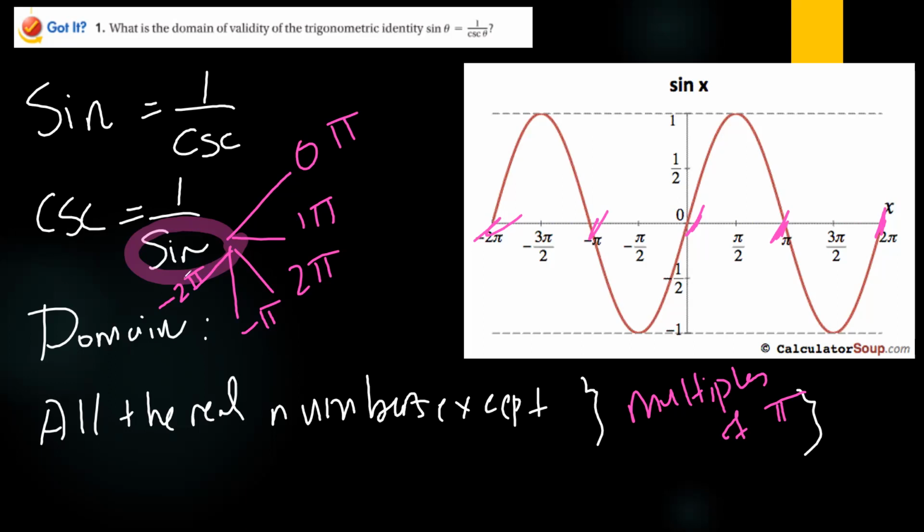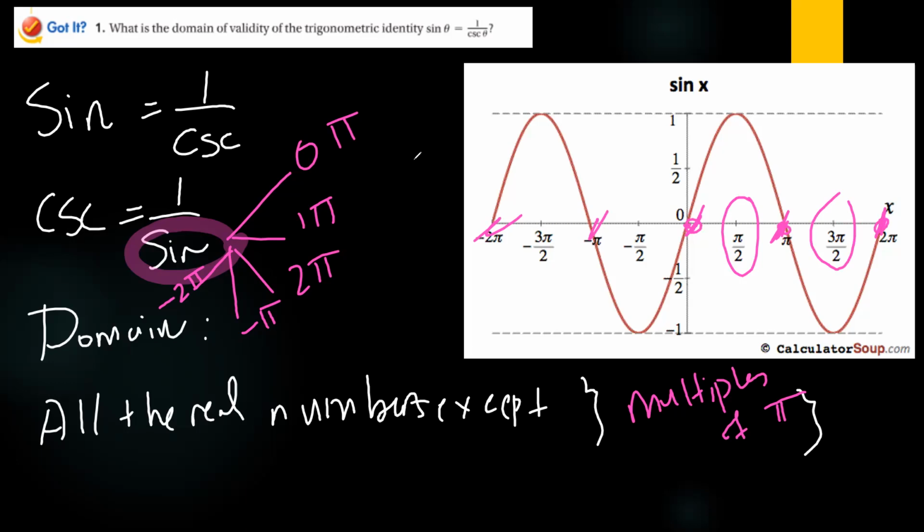Is it clear? Teacher, can't I say all the real numbers except all the real numbers? How? Because the multiples of pi are 0, pi, 2 pi. But what about pi over 2 and 3 pi over 2? I cannot cancel them.